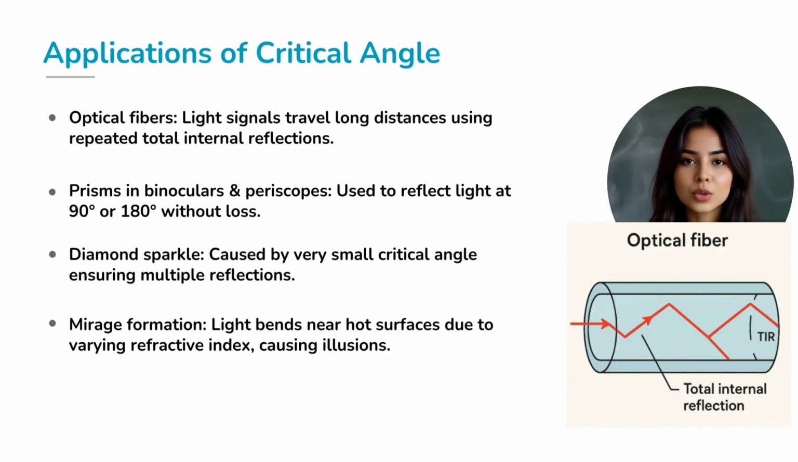Another application is in prisms used in binoculars and periscopes. They rely on total internal reflection, achieved thanks to the critical angle, to turn light by 90 or even 180 degrees with almost no energy loss. Diamonds, as I mentioned earlier, owe their sparkle to a very small critical angle. And even mirages in deserts, those illusions of water on hot roads, are a natural outcome of varying refractive indices where light bends close to the ground surface.